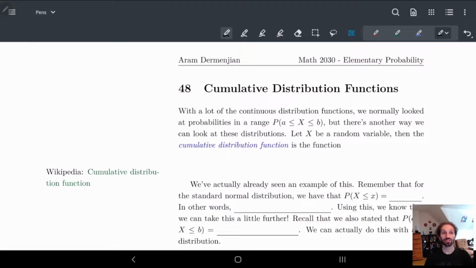Hiya! So in this video, we're going to be talking about the cumulative distribution function. Basically, the idea here is we want to see how the distribution accumulates over time.